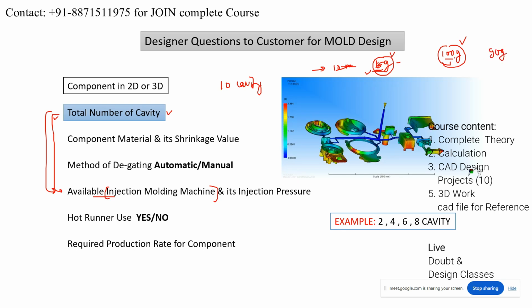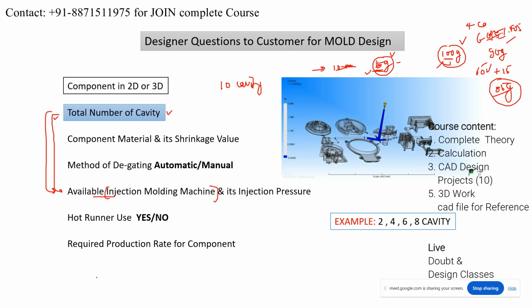And if I am talking about the feed system between them, maybe we have to take a minimum 15% factor of safety for the volume of air. So I think the maximum I can design is 4 cavity, sorry, 6 cavity, about 60 gram, and the feed system around 15 gram, so it will be around 85 gram.